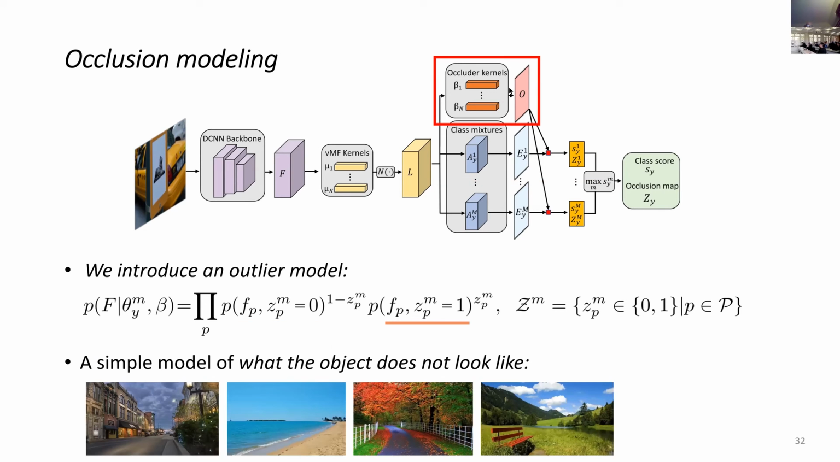So what do the occluder kernels like? Well, they like anything that isn't like the object. So they can like feature vectors that come from any sort of images of this type. So you put in occluder kernels, you put in this probability distribution, and this gives you something that doesn't need to be trained on occluders, but is robust to them.